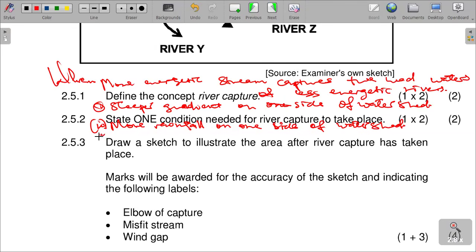And then number three, you can say less resistant rock on one side of the watershed again.